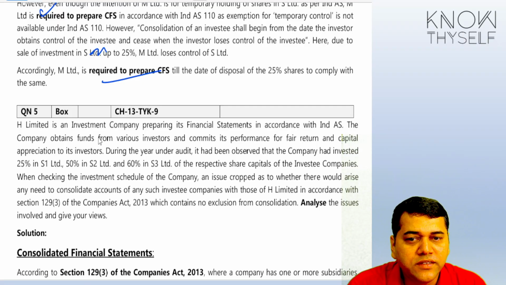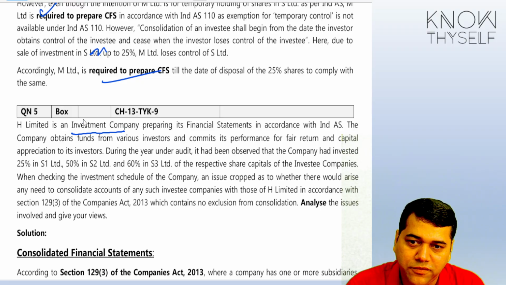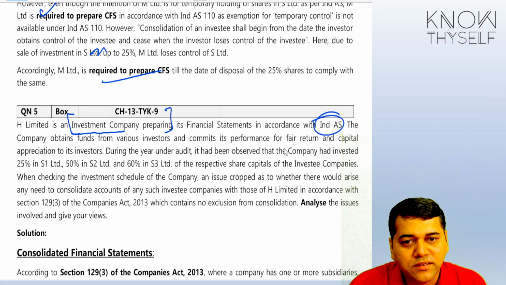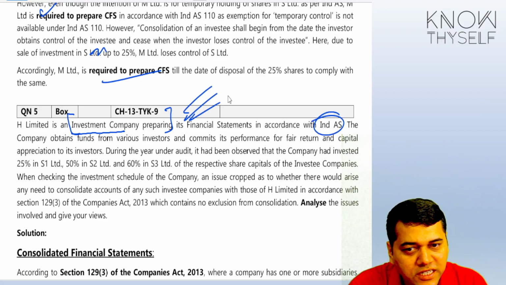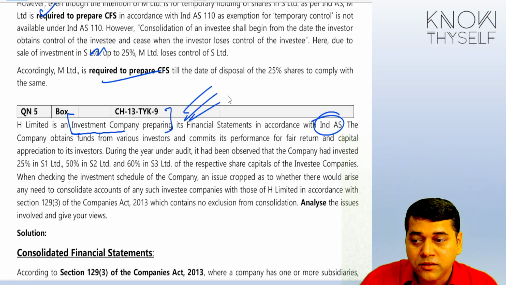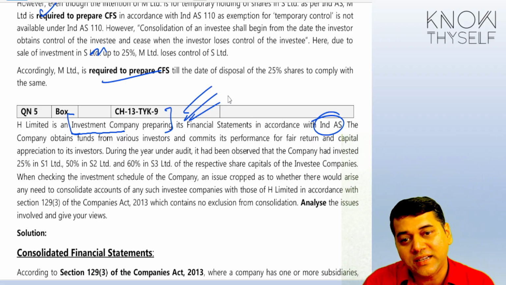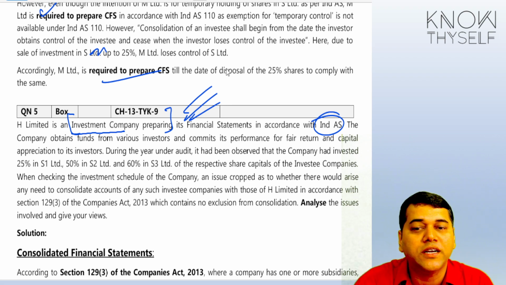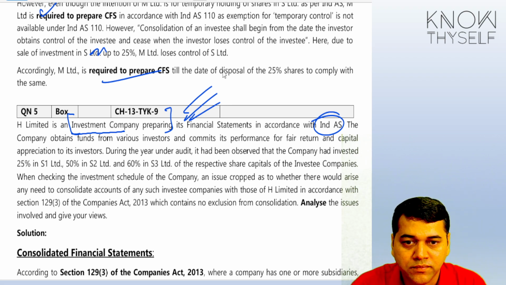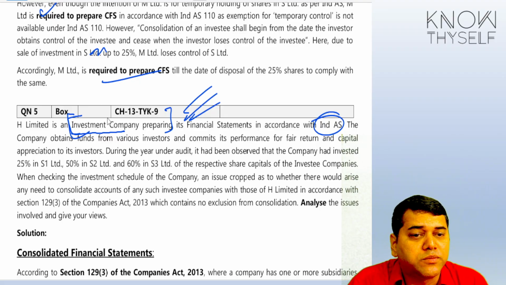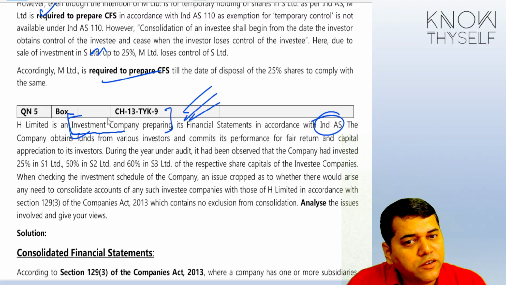Now, H Limited is an investment company. Here they only told it is an investment company preparing as per Ind AS. So that means they must be fulfilling all the three conditions. Otherwise, the question may be such that you have to identify that and tell that, okay, H is an investment company. For this, write the 3 points, and you will get 3 marks. But in this case, I don't think we have to write that because they only told you it is an investment company. To be on the safer side, you can always write.